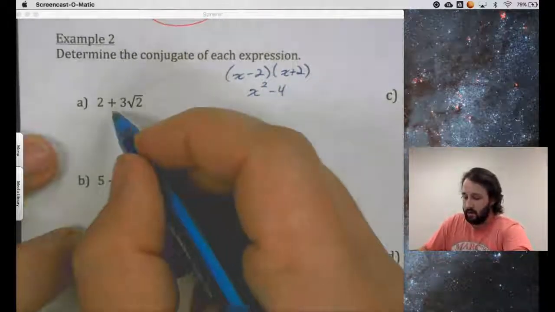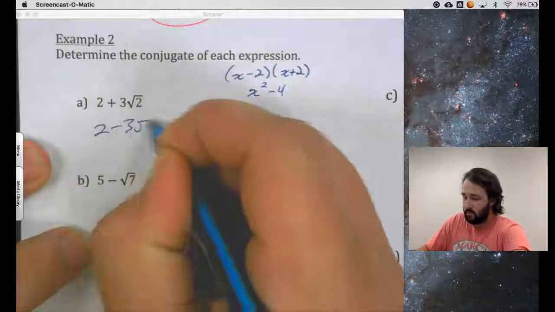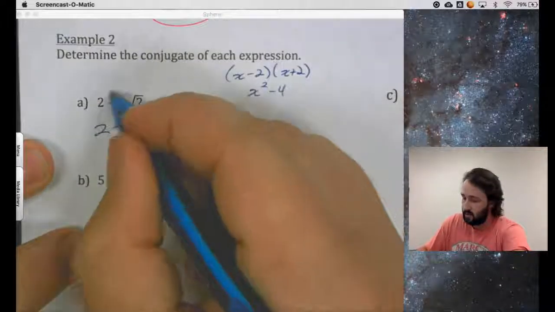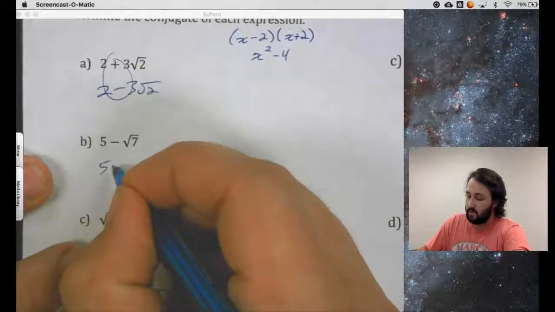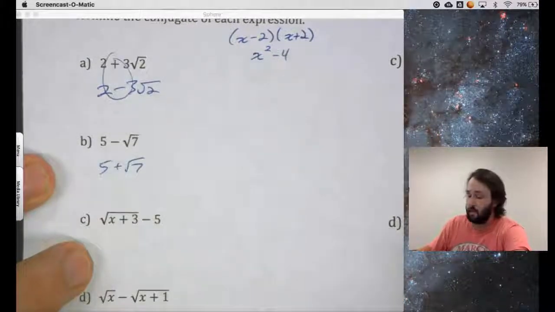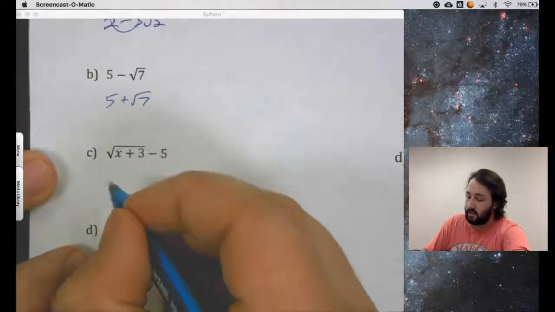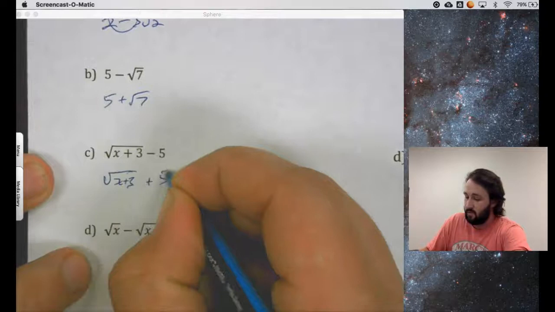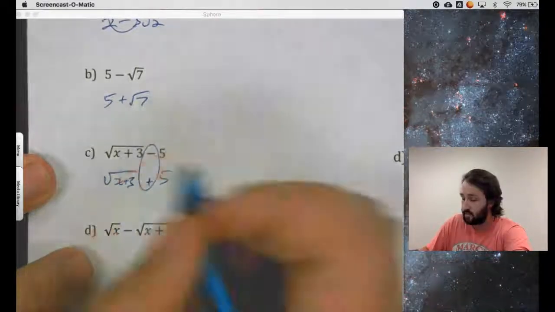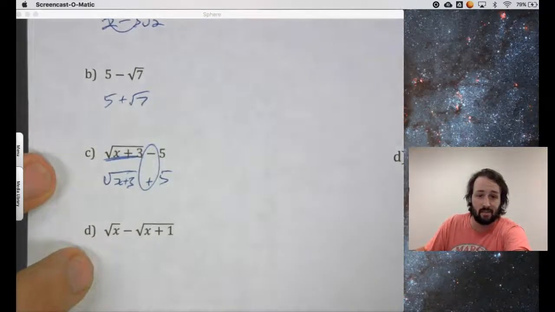But the conjugate here could just be 2 minus 3 root 2. That's it. So just notice the middle sign changed. Here, 5 minus root 7 could be 5 plus root 7 for our conjugate. Root x plus 3 minus 5 could be root x plus 3 plus 5. So change the sign in the middle of the terms. This is considered a term all by itself.